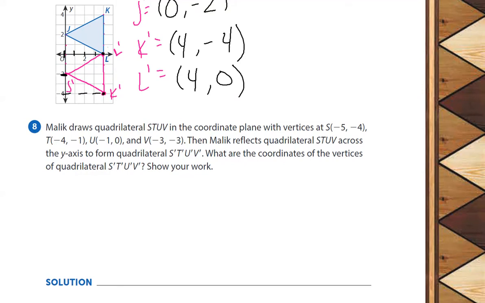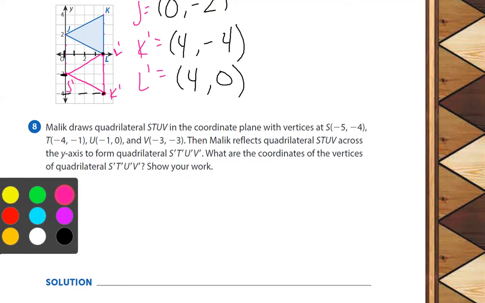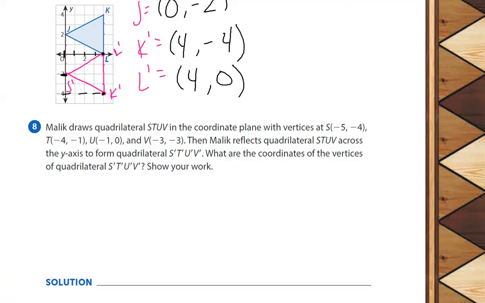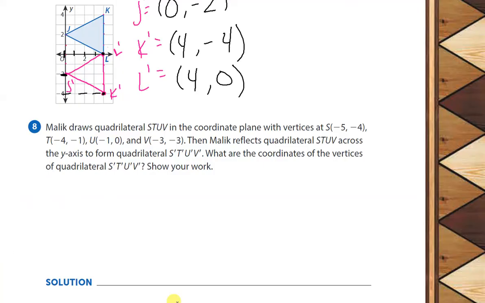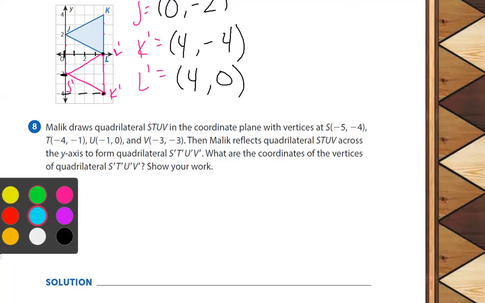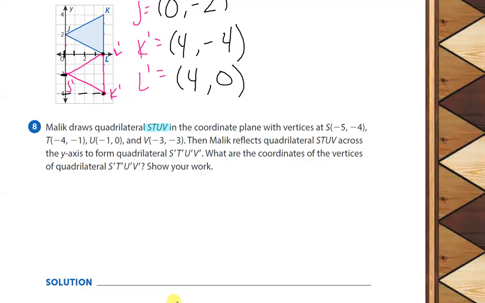Alright, last one. Malik draws a quadrilateral. Remember, quadrilateral means 4 sides. Quad means 4, just like quad, vroom vroom, has 4 wheels. But then lateral means lines, so it's got 4 lines. Okay, quadrilateral STUV in the coordinate plane with no grid for this one. So the vertices are right there, right there, right there, and right there.